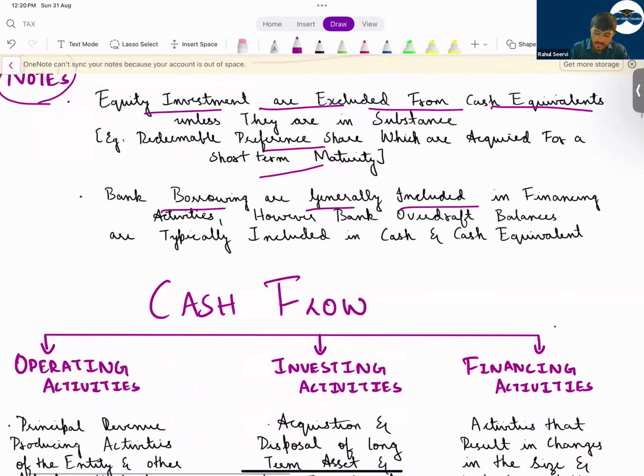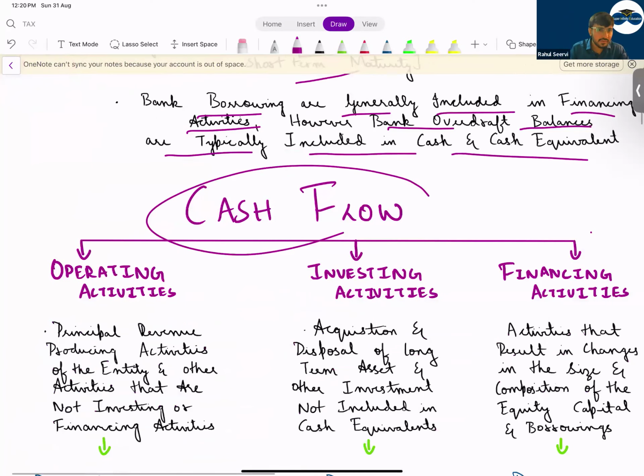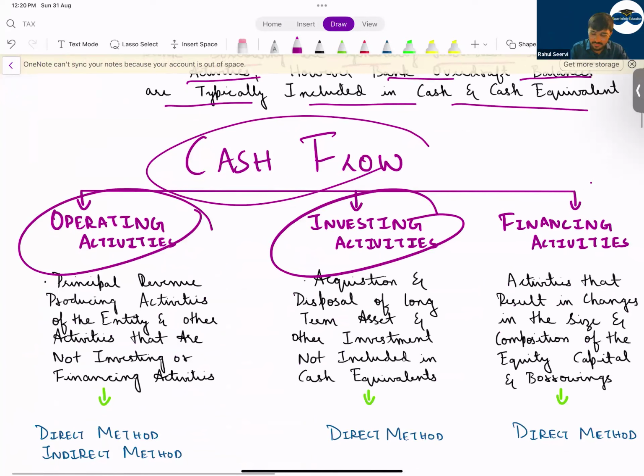Bank borrowings are generally included in financing activities. However, bank overdraft balances are typically included in cash and cash equivalent. When you take a loan, you normally include it in the financing category, but the bank overdraft will be part of cash and cash equivalent. So, what are the three activities in cash flow? The three activities in the cash flow are operating, investing, and financing.